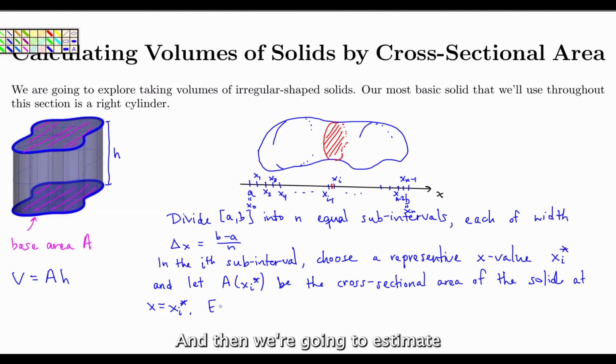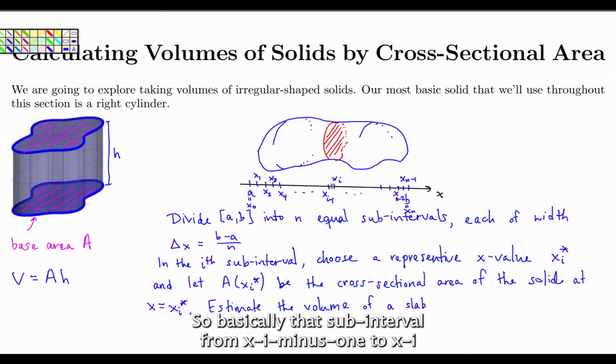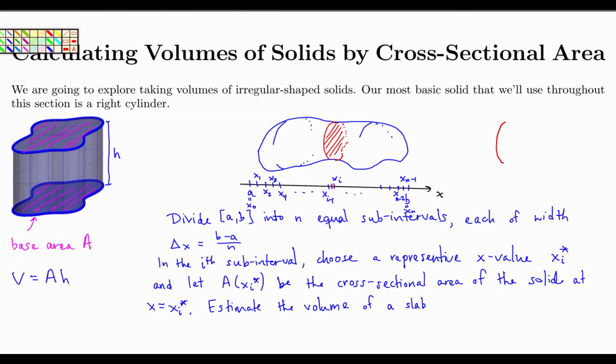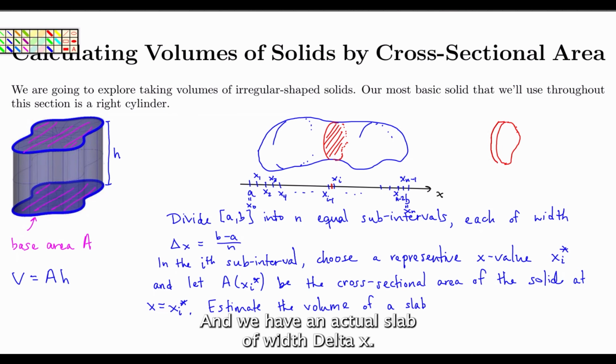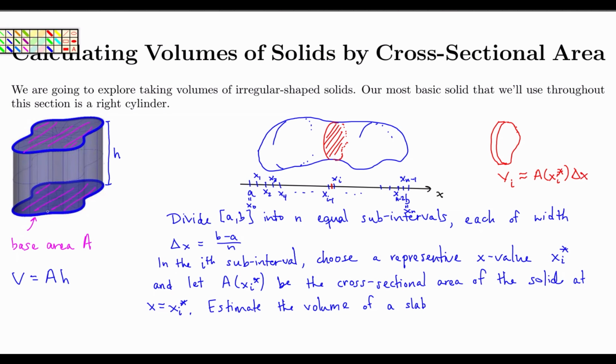And then we're going to estimate the volume of a slab. So basically that subinterval from x sub i minus 1 to x sub i creates a slab of width delta x. So I'm going to see if I can draw this. So it's something like this, and we have an actual slab of width delta x. So the volume over the ith subinterval is approximately A of x sub i star times delta x.